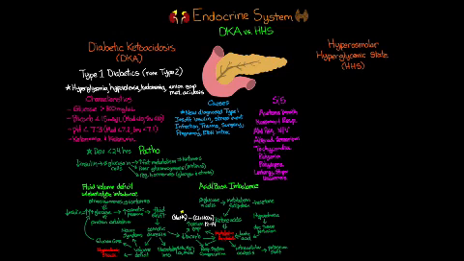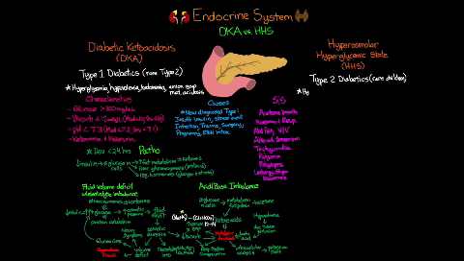And so like we talked about with DKA, that's primarily going to be seen in our type 1 diabetics. HHS is typically going to be seen in our type 2 diabetics. But unlike type 1, which is oftentimes first diagnosed in children, it's going to be pretty rare for us to see type 2 diabetes in children. Although lately we have been seeing an increase in our childhood obesity rates, and this is actually leading to an increase in our seeing HHS in children.